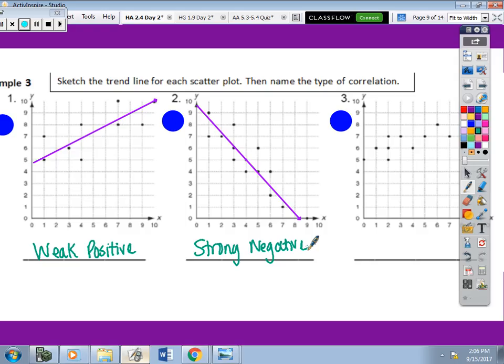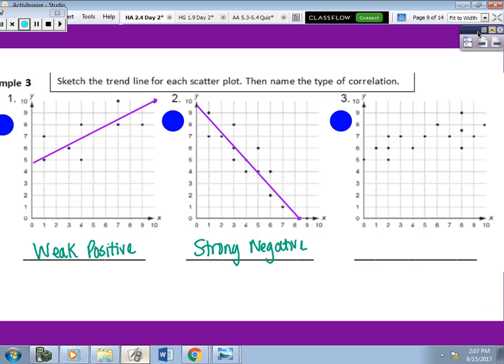And the last one? What did you say, Jax? Weak positive? I put strong positive. Was that strong? I want to say it's kind of medium. It's kind of medium. It's definitely stronger than the first one, though. Yeah, it is.